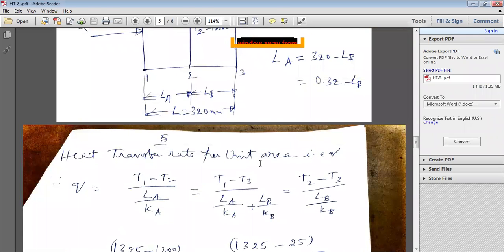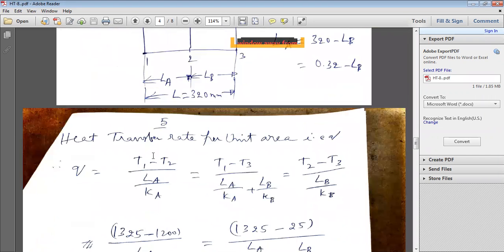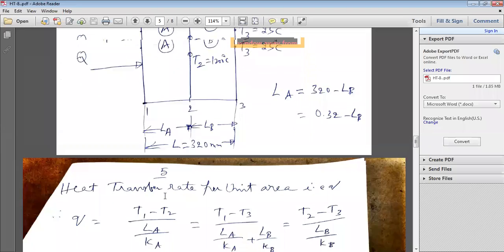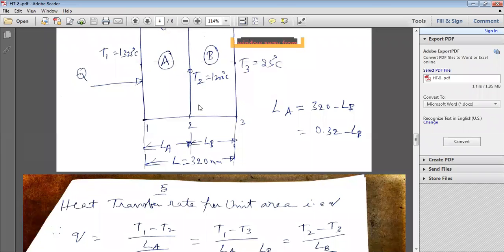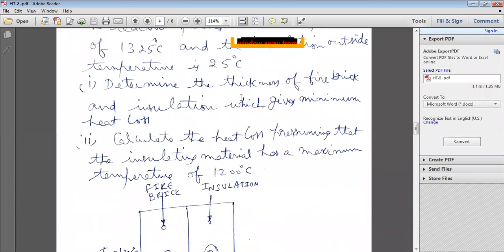The heat transfer rate per unit area is not mentioned, so for unit area, that is the heat flux. Heat transfer per unit area, we can call it heat flux q. Therefore q is the heat flux per unit area. So T1 minus T2, the temperature drop from T1 to T2 across the first material. First you have to calculate the thickness of material A, the fire brick LA, and the thickness of material B, the insulating layer LB.